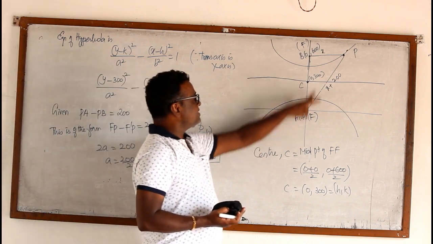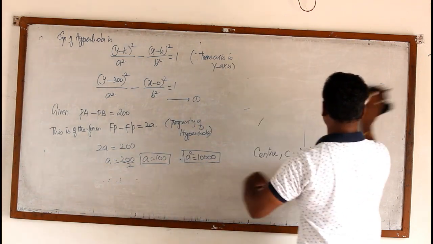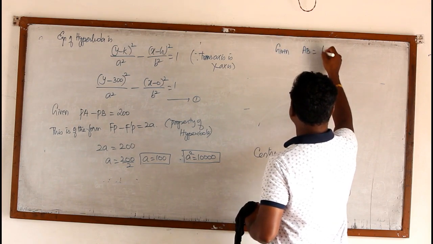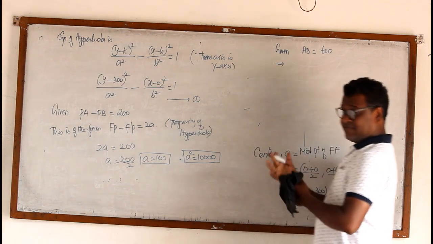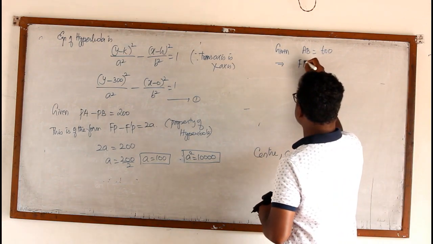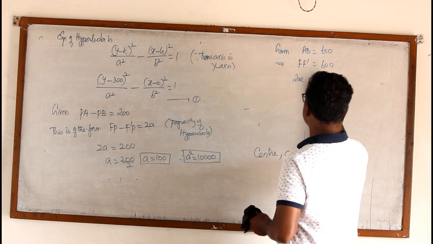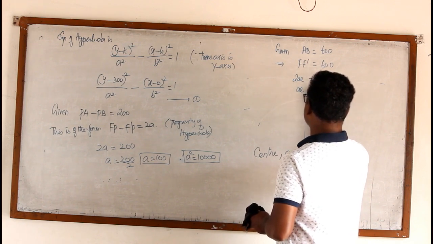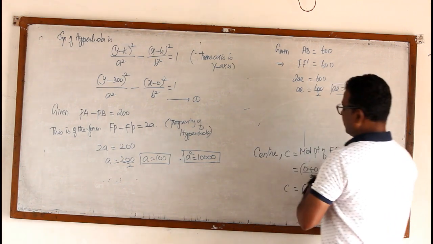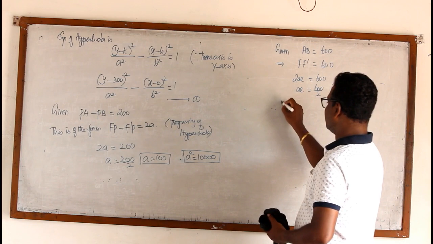What they gave? Distance between the fixed points is 600. So, shall we use that one now? Therefore, given AB equal to 600. That means the distance between the fixed points, and we know the fixed points are the foci, therefore the distance is 600. We know the distance between the foci is 2ae equal to 600, therefore ae equal to 600 by 2, so ae equal to 300.